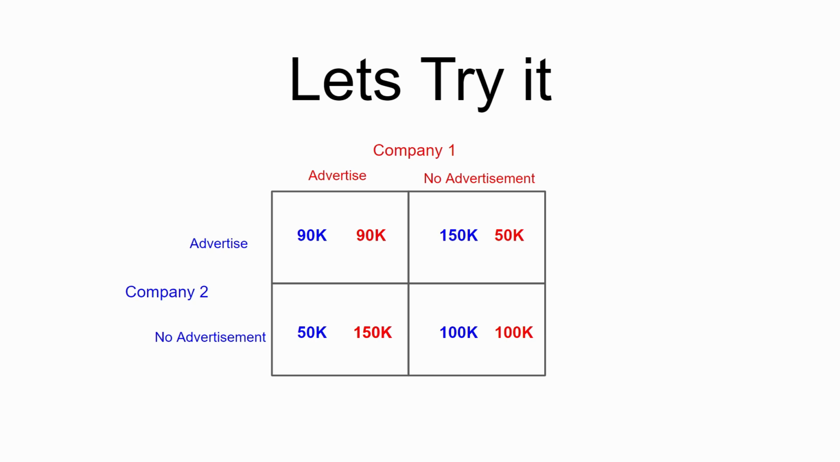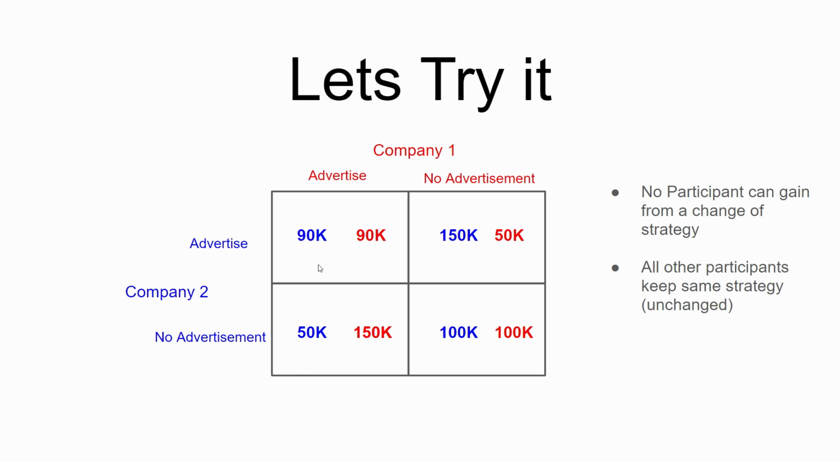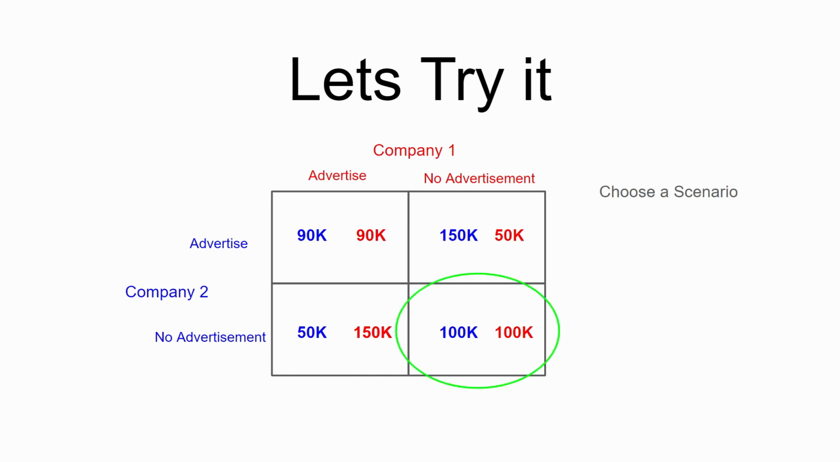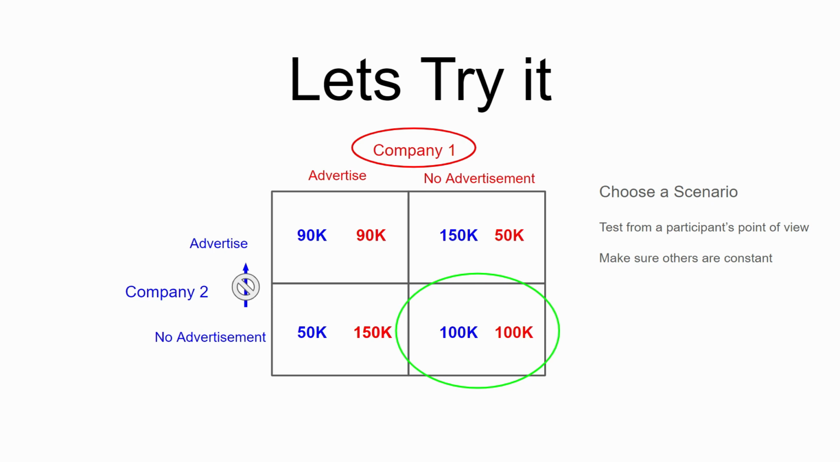Now, in order to figure out the Nash equilibrium, we have to look back on the different criteria where no participant will gain from a change of strategy, and the other participant has to stay consistent with their choice. We have to choose a scenario. We're going to choose the bottom right box. Now, we have to test from a specific point of view. If you look at this situation from company one's point of view, company two has to stay consistent with their choice. This means that we cannot move vertically between the boxes. And this means that the only choice we have is to move from right to left.